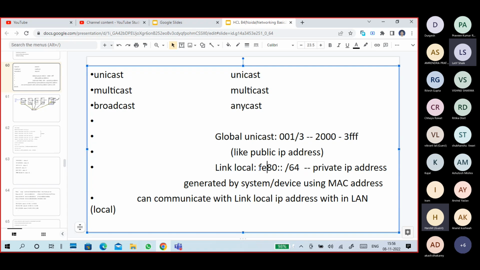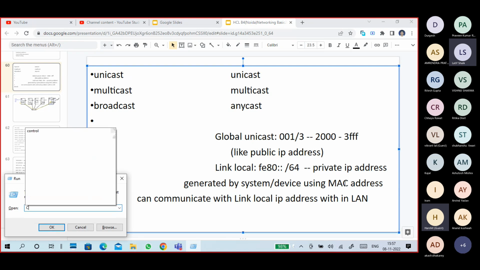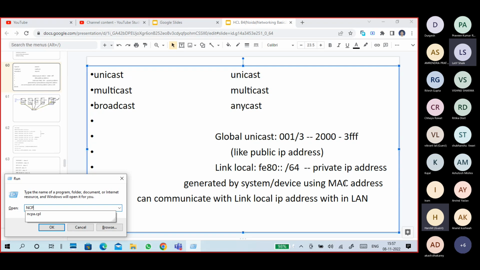To get these IP addresses, you don't require any DHCP server or any special server. It will be generated by the system itself, using the NIC's MAC address. Nowadays, IPv6 should be enabled on your NIC. So go to Control Panel or ncpa.cpl. I will go to ncpa.cpl.